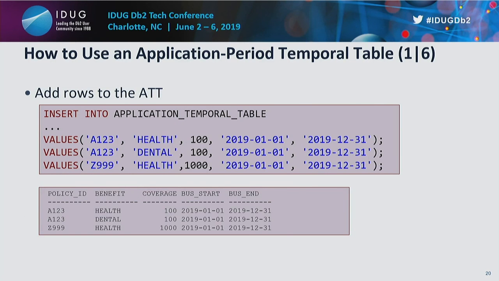So I'm going to add rows to my table. So again, I have my policy, coverage, amount, and then here I'm actually specifying the values because they're no longer generated always. So I have to specify the valid periods in time of when this row is valid. So this health coverage of $100 is valid from January 1st to December 31st. Whereas before, DB2 managed that start and end time. This is where I'm managing it here. So any time between these two dates, that's when that amount for that policy is valid.